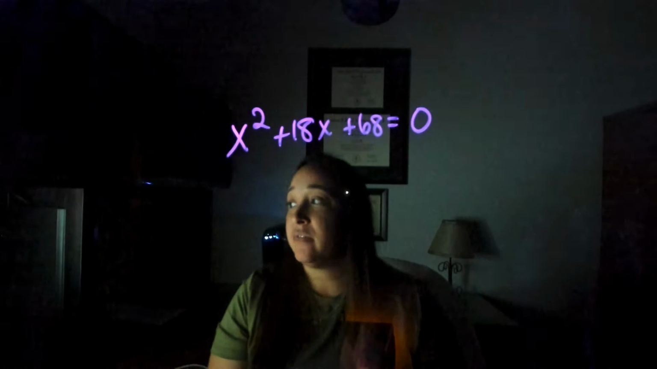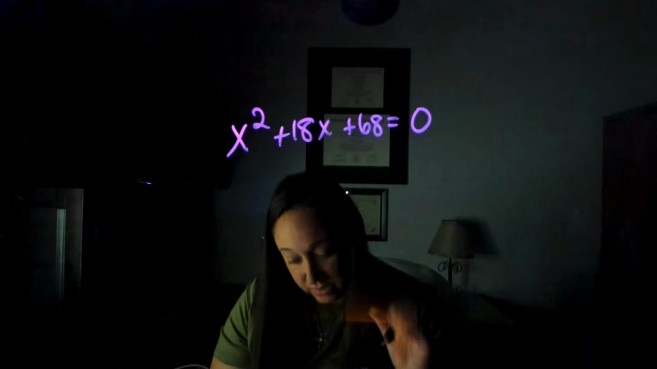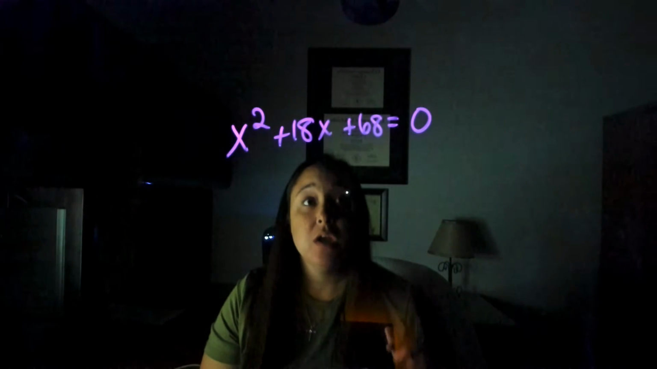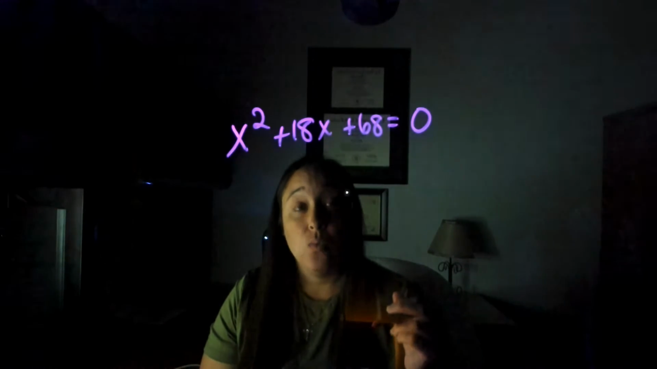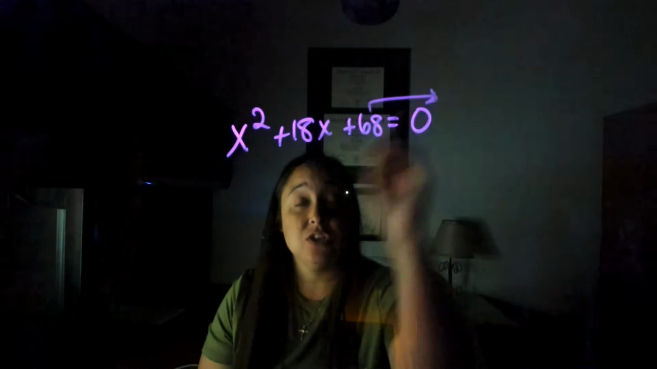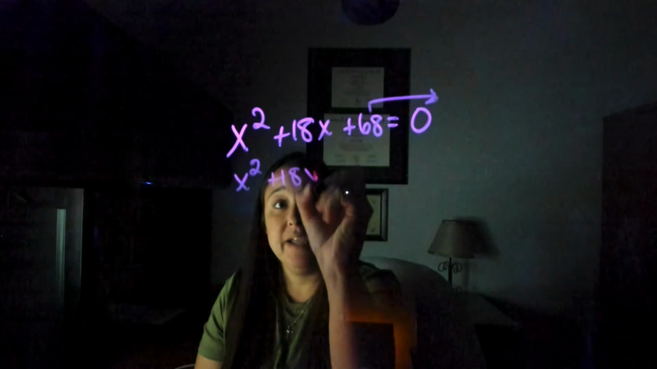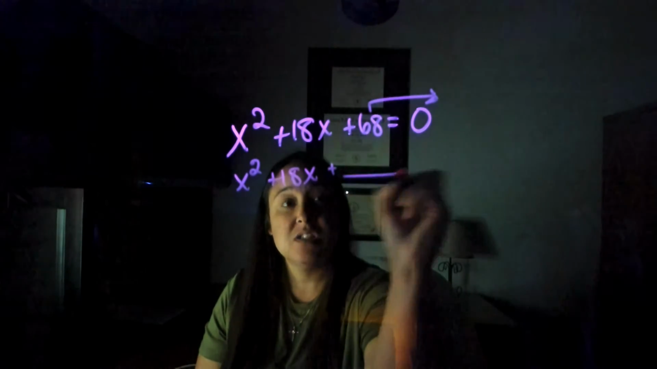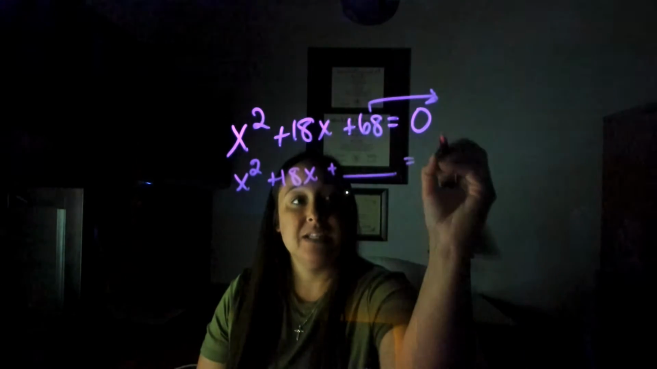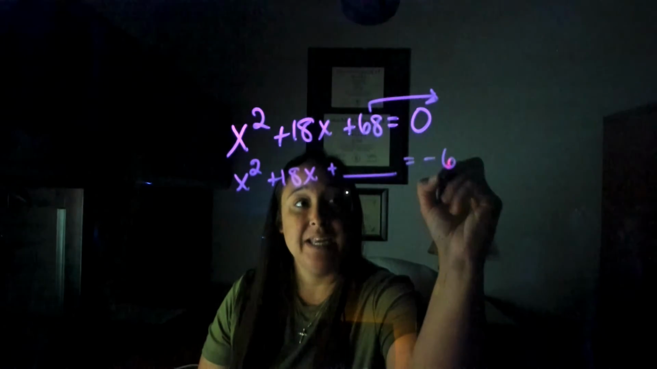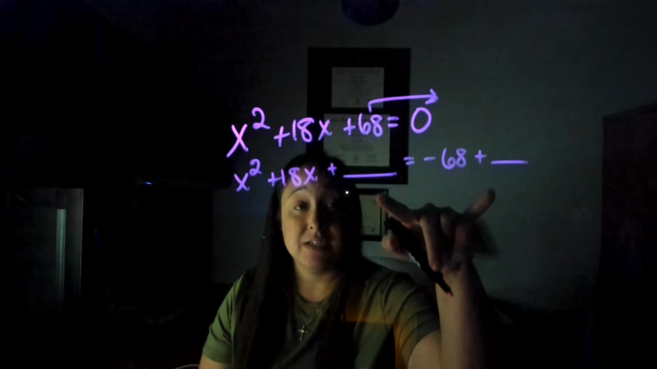Okay, so what we have from yesterday, this was number 7 on our study guide, and it asked us to solve the quadratic equation by completing the square. So when I look at this and I think of completing the square, immediately what I know I need to do is bring the 68 to the other side of my equation. So I would rewrite this as x squared plus 18x, and I'm going to put plus something there because we're going to complete the square on this side. And when I bring that 68 to the other side, it's going to become a negative 68. And then I'm going to say plus something because we have to keep this equation balanced here, right?